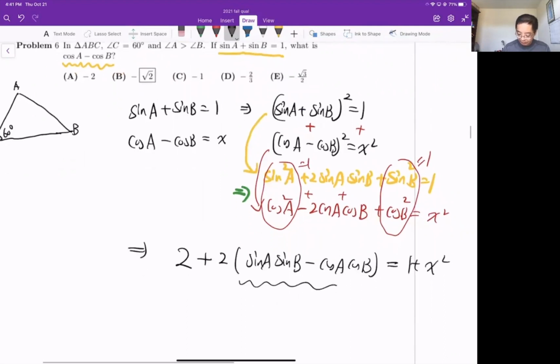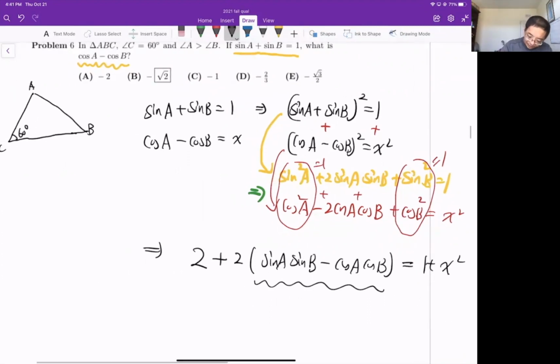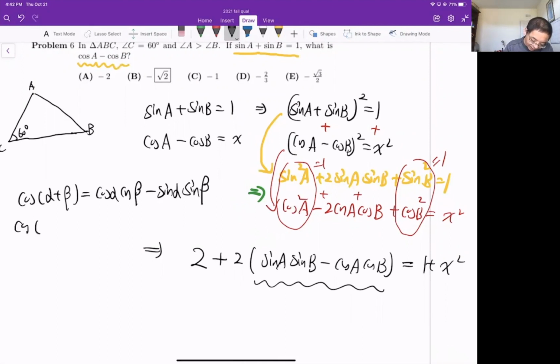Now we still have these mixed terms: sine A sine B and cosine A cosine B. But the form is sine times sine minus cosine times cosine, so this looks like the sum or difference formula. Let's recall the formulas for cosine. Cosine of alpha plus beta is cosine alpha cosine beta minus sine alpha sine beta. It's minus. And cosine of alpha minus beta is cosine alpha cosine beta plus sine alpha sine beta.